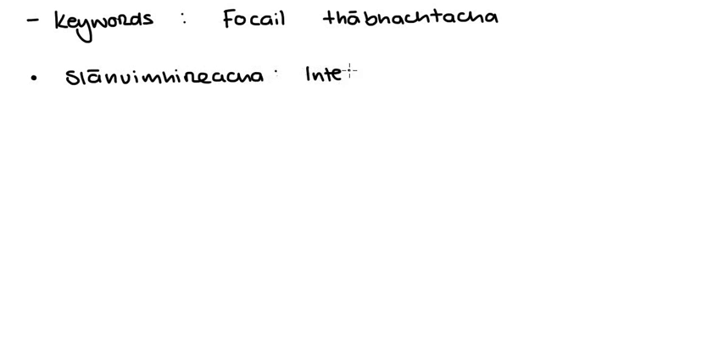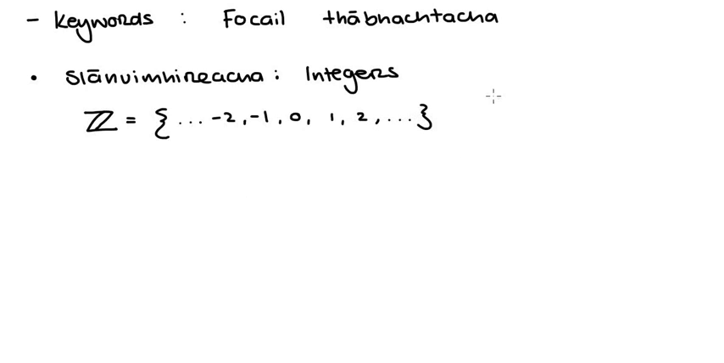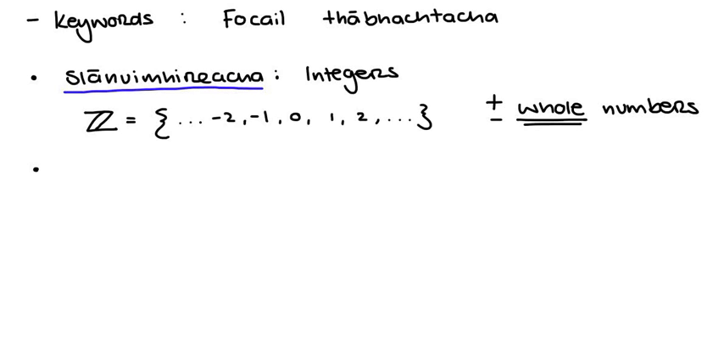This is a set of integers. So to recall, we denote it with the capital letter Z. If we write it in set notation, we have -2, -1, 0, 1, 2, and it's continuing towards infinity in both directions. And to summarize, it's positive and negative whole numbers. So that means we don't include fractions or any decimals. So that's slánuimhreacha, integers.